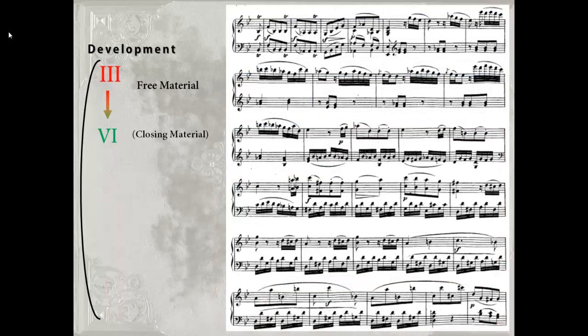Moving on, we get a very simple development section. It only modulates to one new key, E flat, and is mostly made up of freely new material, but with a hint of the closing material from the exposition in the third system.